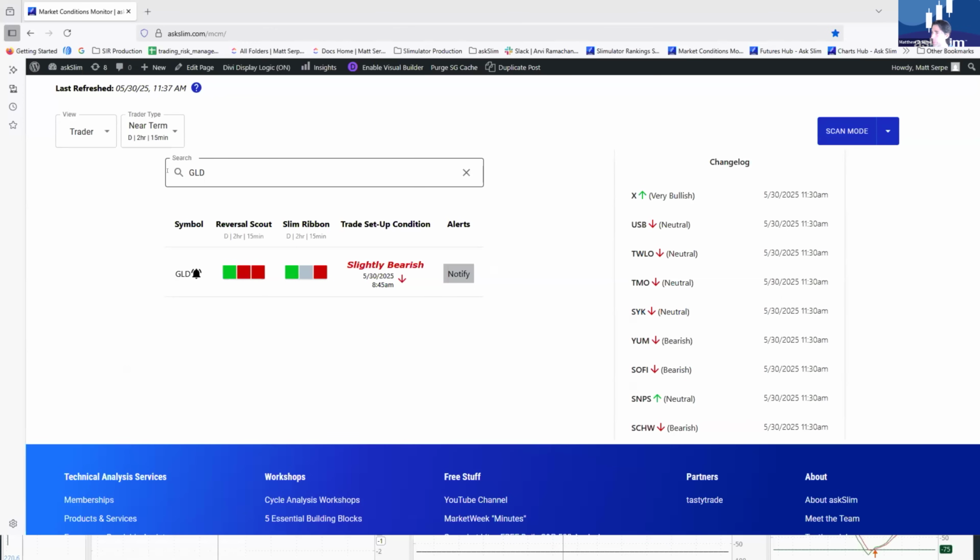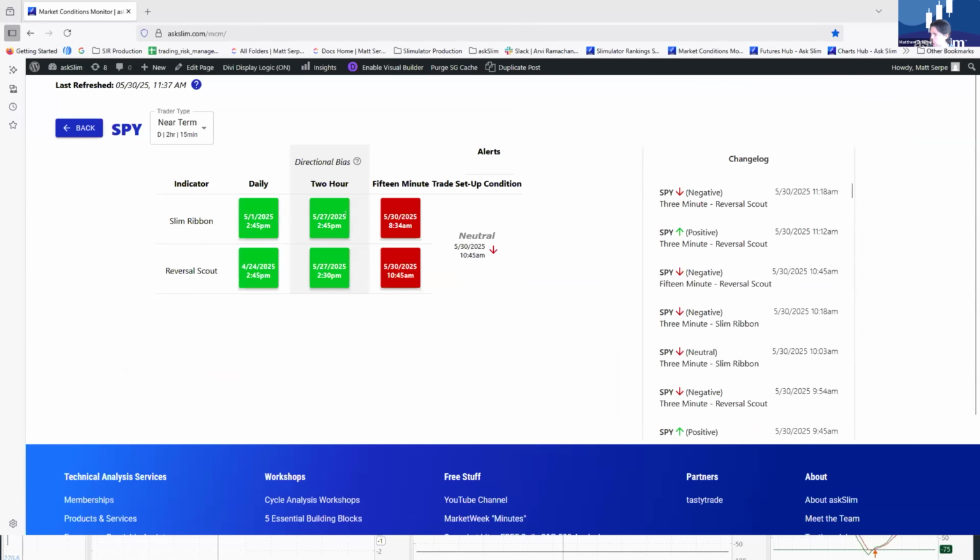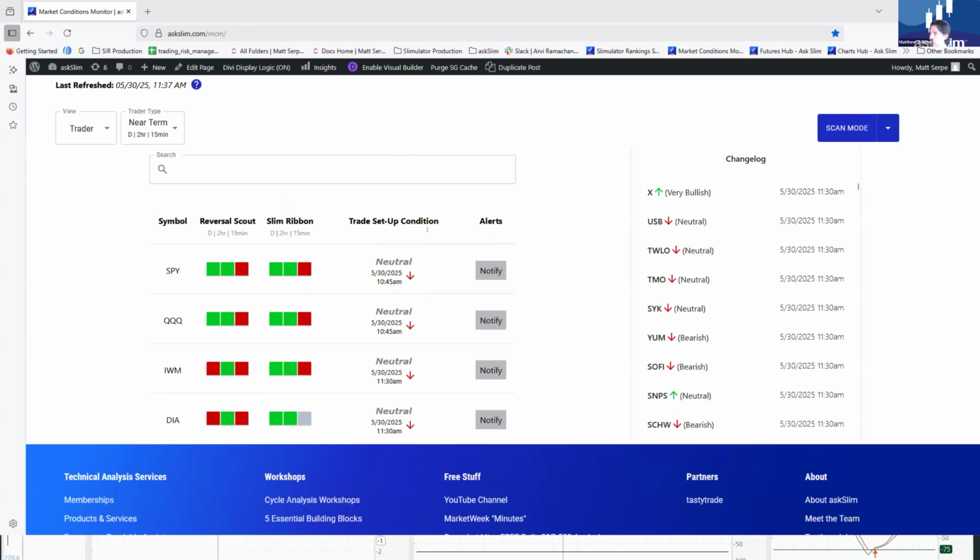And then from an opposite perspective, let's say that we are looking at the indexes. And you can see today at around 8:34 a.m., the slim ribbon on the 15-minute went negative, and then at 10:45, the reversal scout on the 15-minute went negative. This was an indication, especially if you're a near-term trader, that something may have been changing, and if you're an intraday trader.